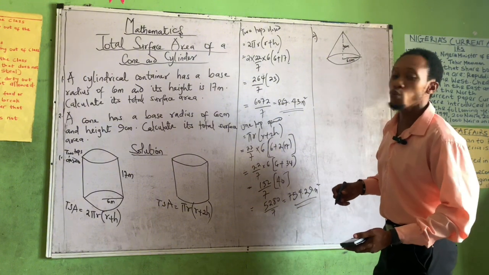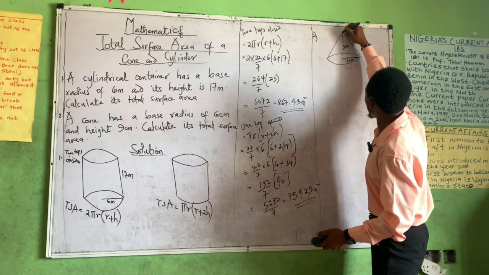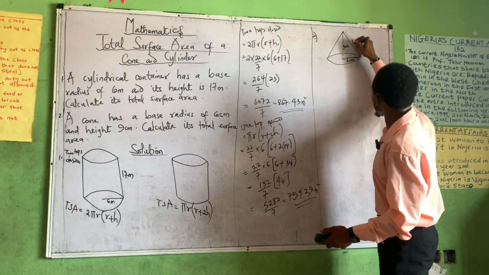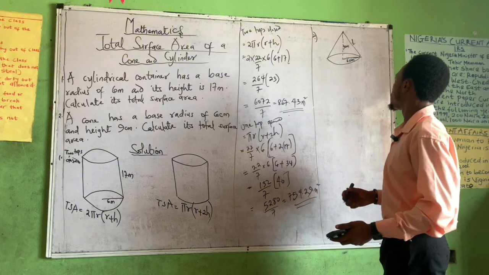But there's something we call slant edge, or slant height, in a cone. So from here to here is your slant height, which is L. Here is your H, here is R.